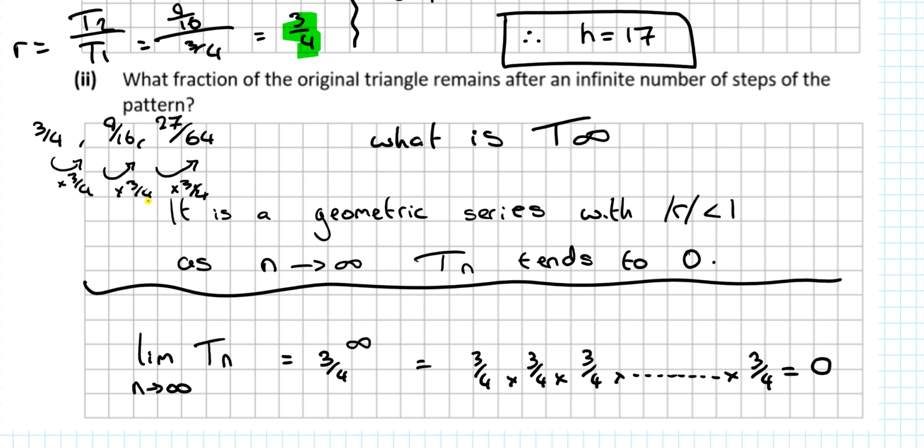Type 27/64 into your calculator, and then multiply it by 3/4, and then multiply that by 3/4, then multiply that by 3/4, then multiply that by 3/4. Your answer is getting smaller and smaller. So 3/4 to the power of infinity is going to go to 0. So it tends to 0 is our answer.